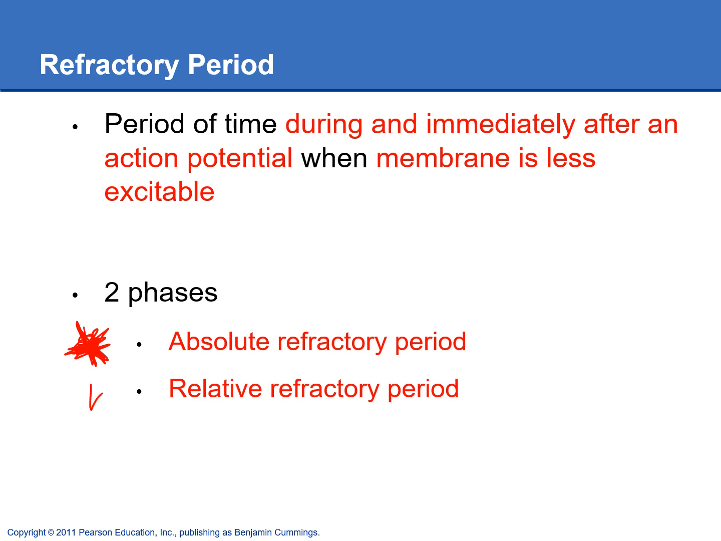relative refractory period is going to start right at the tail end of the repolarization phase and then go through the after hyperpolarization phase. You could get another action potential during the relative refractory period, but you've got to have a lot bigger stimulus than normal.